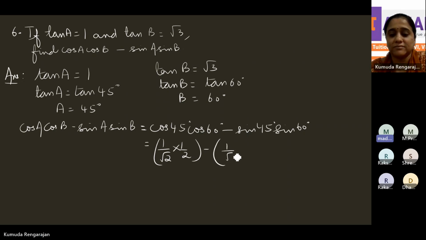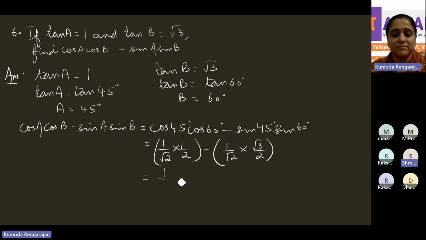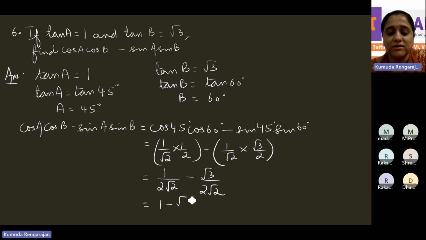Ma'am, after rationalizing, I got root 2 minus root 3 by 2, ma'am. Okay. Ma'am, Shreya, it's Shreya, ma'am. I'm done, ma'am. All right, Shreya. Thank you. You may leave the call. Thank you.